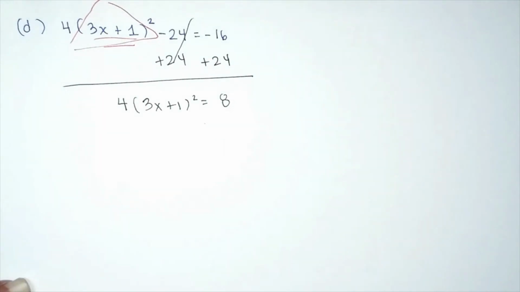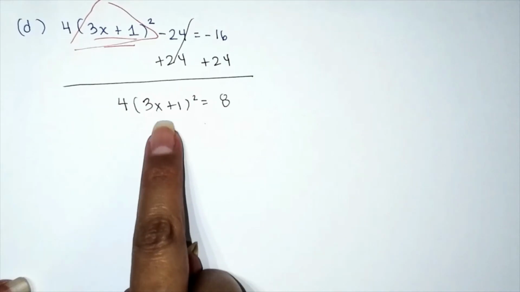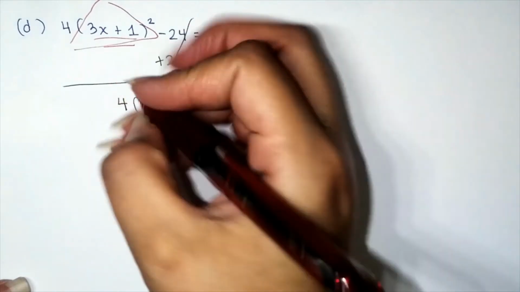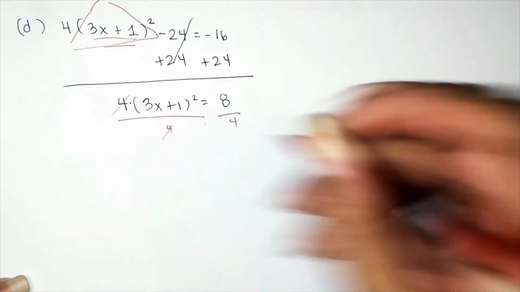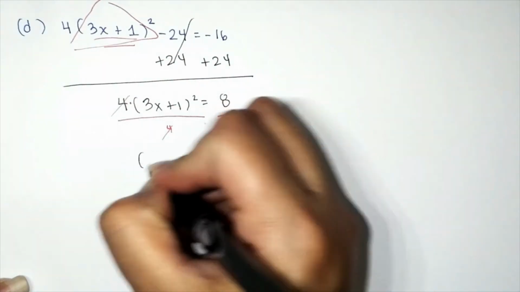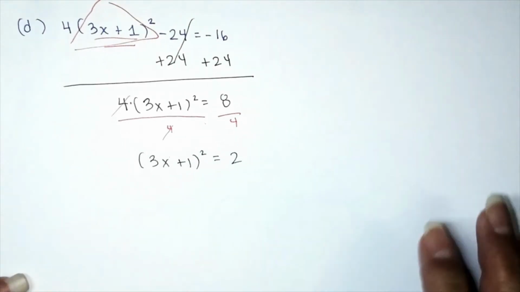Someone said, can we square root both sides at this point? And the answer is no. Why not? Because our primary goal is to isolate the squared part. So to get rid of the times 4, let's divide both sides by 4. That will leave us with the square of 3x plus 1 is equal to 2. Fantastic.